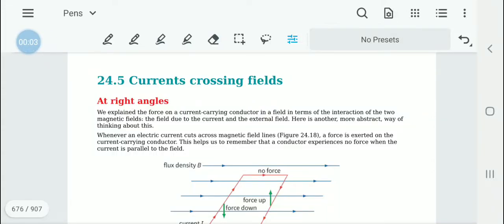Physics chapter 24 theory video 3. Now we are going to deal with currents crossing fields.